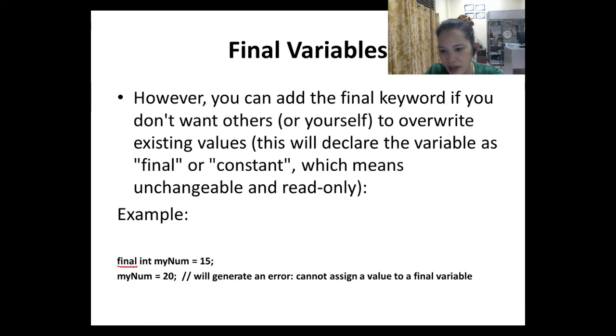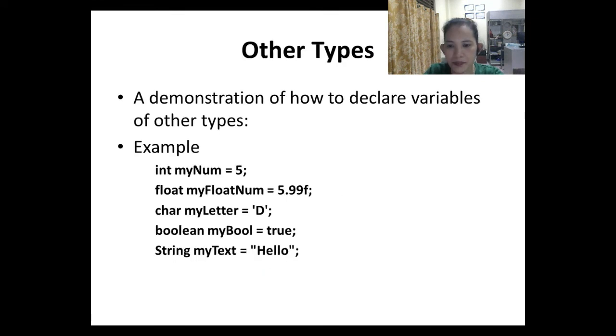Here we added the word final. And then we added a new line, myNum = 20. This statement will generate an error because myNum is set to be final. It cannot be changed, so it should always be 15. If you changed it and you declared it as final, then it will give you an error message.